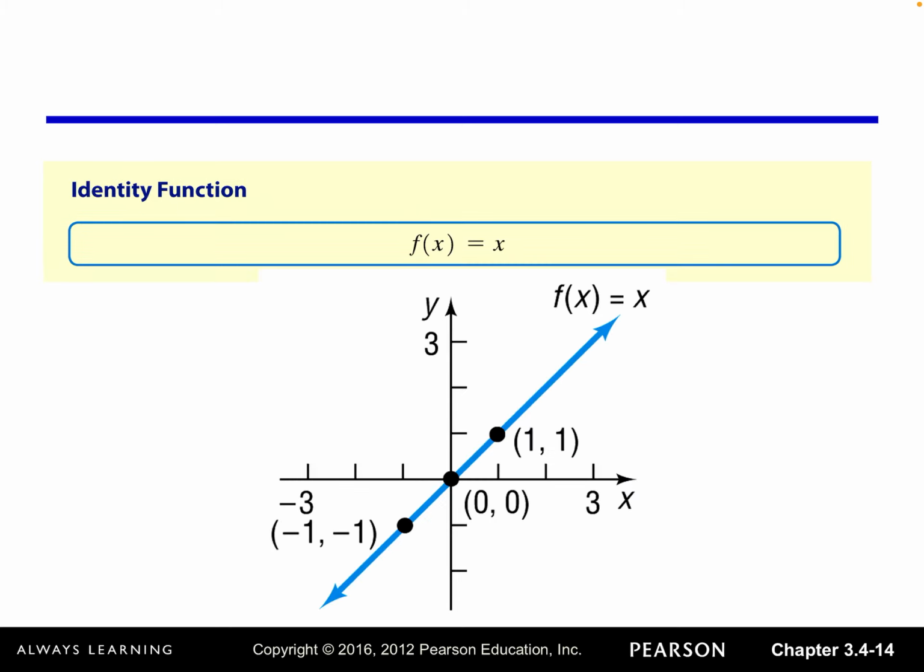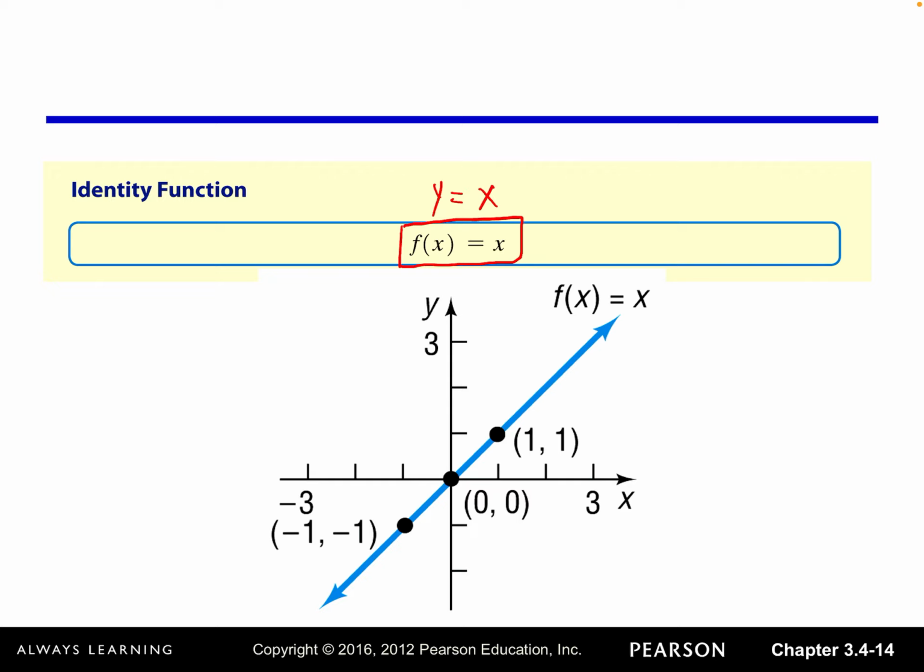Next function we want to introduce in the function library is called the identity function. The identity function standard form is f of x equals x, or in other words, y equals x. That's why it's called the identity function. The x coordinates and y coordinates have identical values. This is a linear function, and the graph of a linear function is a straight line.